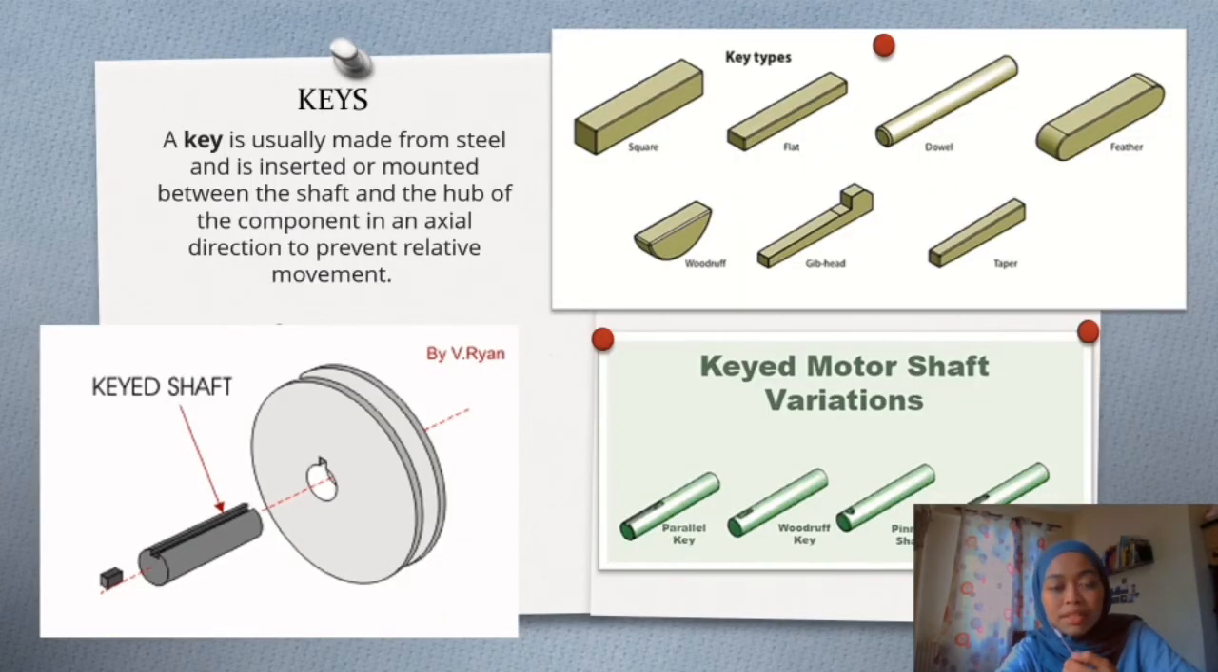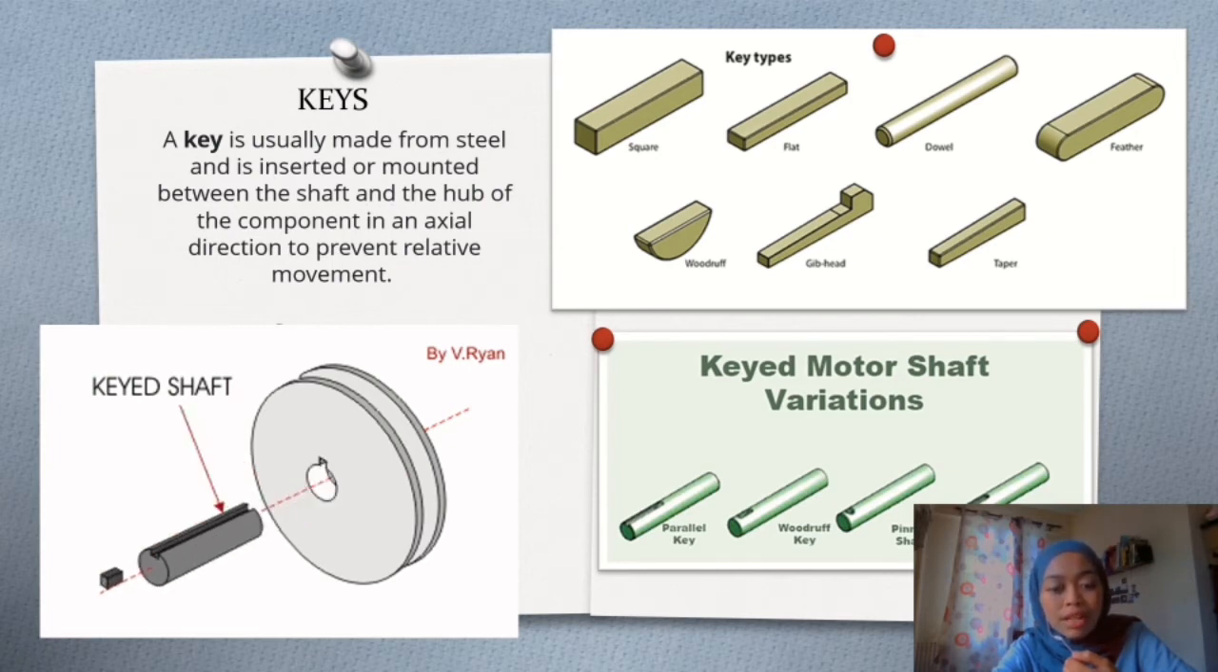Another way to fasten metal is using a key. A key is usually made from steel, and it is inserted or mounted between the shaft and the hub. There are many types of key: square, flat, dual, feather, gib head, and taper. There are also many variations of shafts: parallel, pinion, and feather.